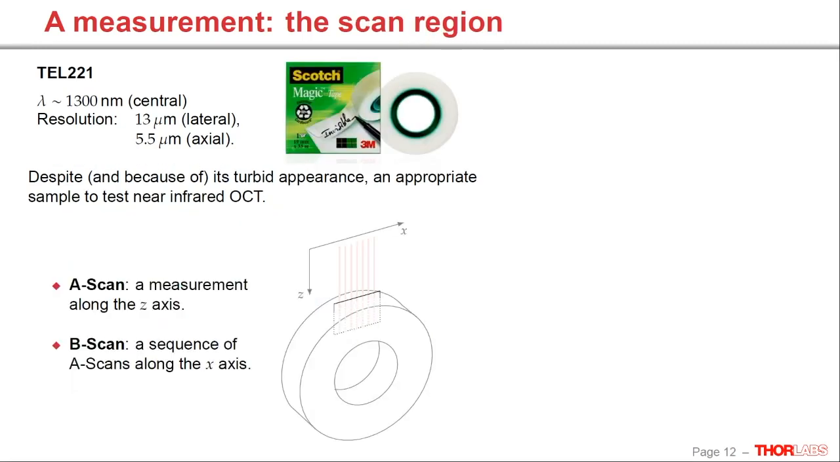Then we have to define where we are going to measure. We are actually interested in obtaining a cross-section, as shown here in the sketch. We will be illuminating the sample from above at different positions. So we are not going to make just one depth profile, which we call an A scan, but many of them, and that will be a B scan.